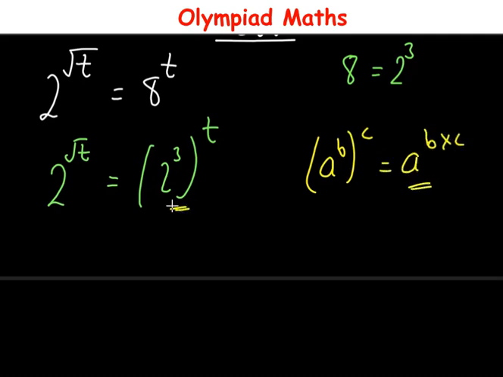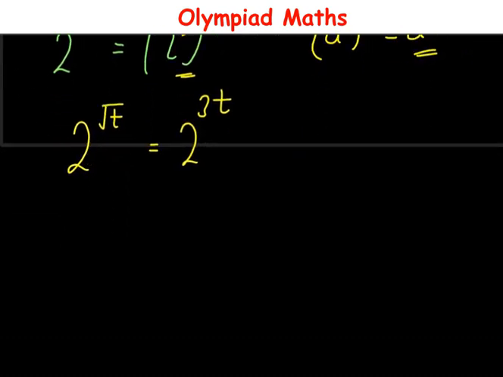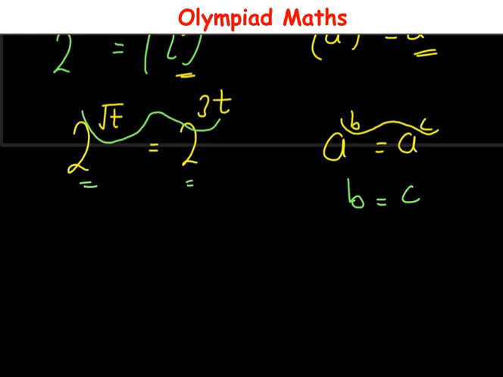Applying this rule right here, we have 2 raised to power root t is equal to 2 raised to power 3 multiplies t, 3 times t is 3t. So with this, we can then apply this rule also that if you have a raised to power b equals a raised to power c, since the bases are equal, just compare the exponents shows that the value of b is equal to c. Same thing here also, we have the same base, 2, just simply compare the exponents shows that root t is equal to 3t.